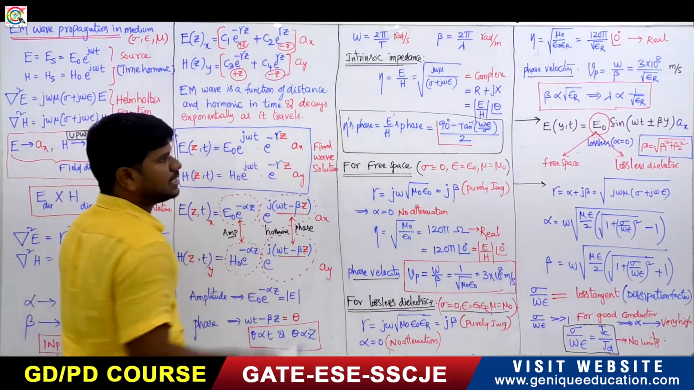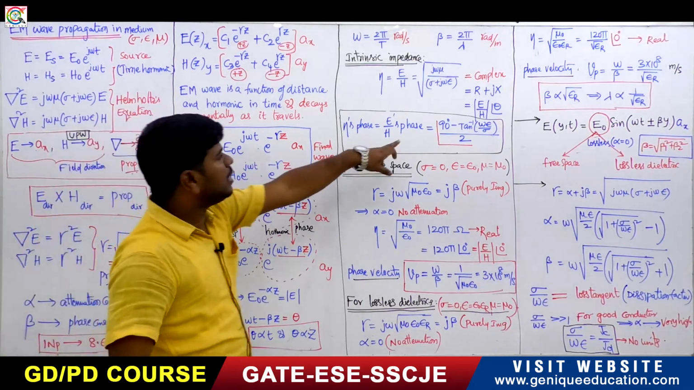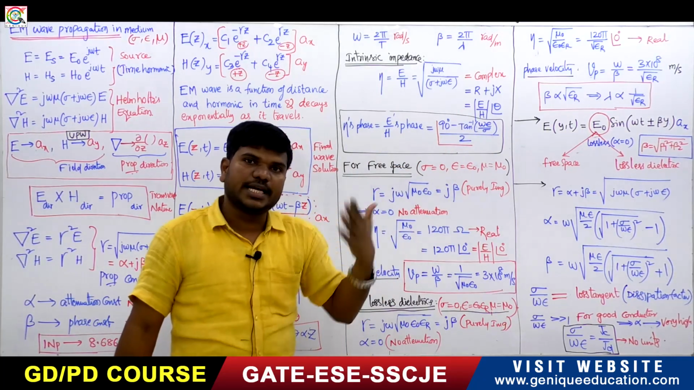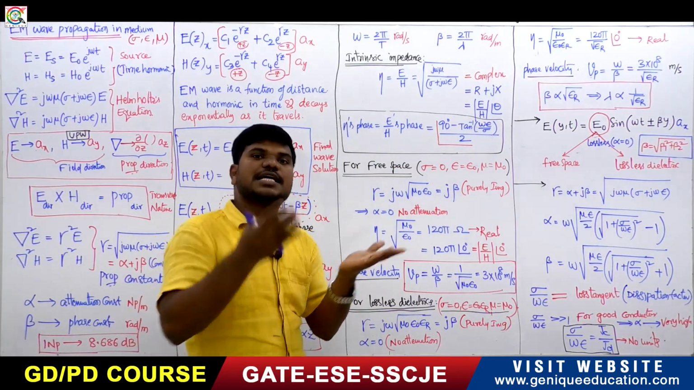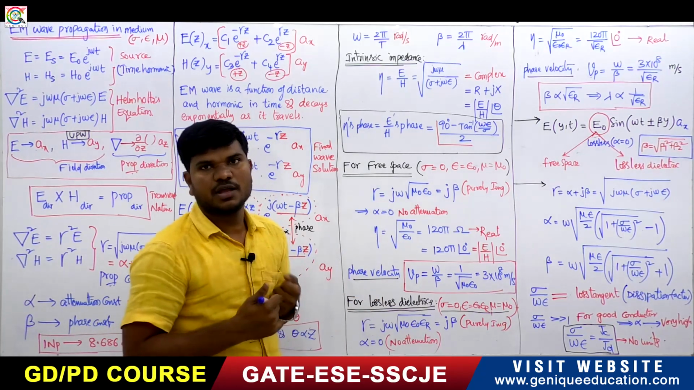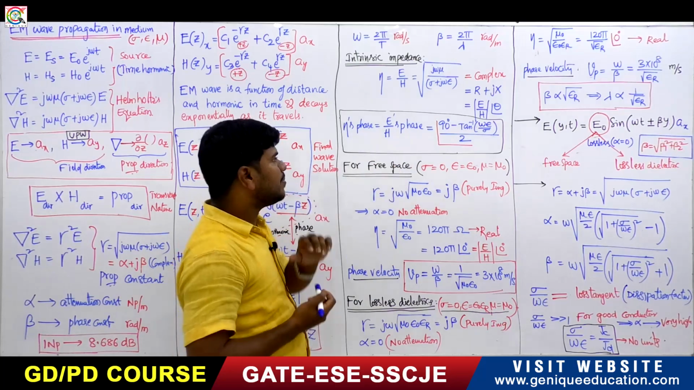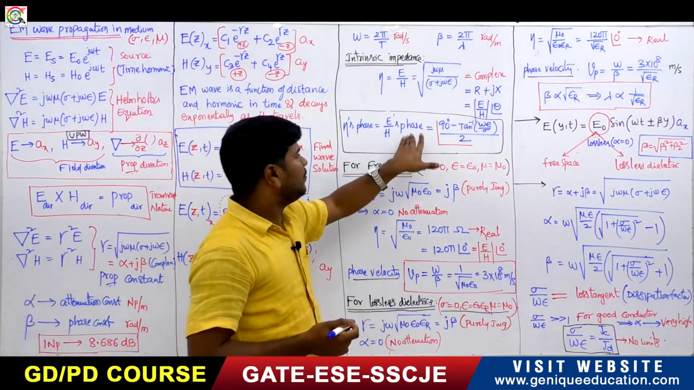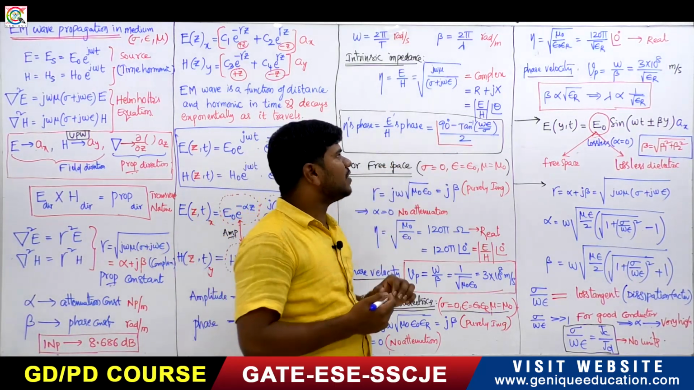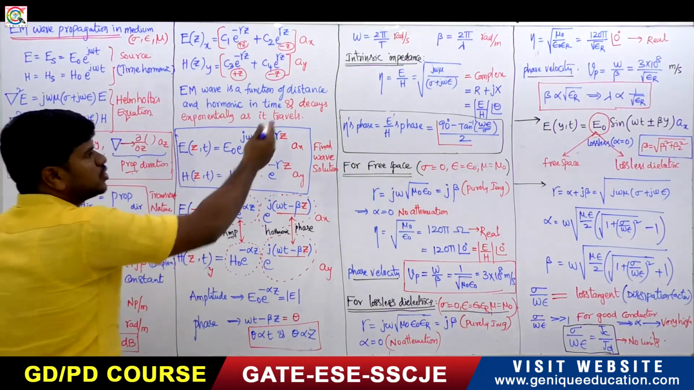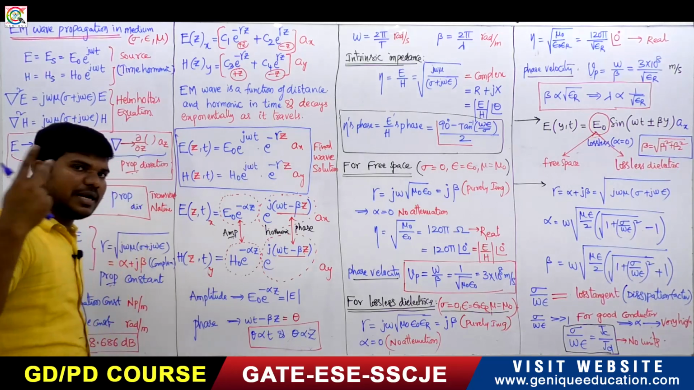Right? So this is the intrinsic impedance. And this is a very, very important relation. You have to remember this. What is the eta phase? Eta phase is nothing but the phase angle between the E and H. Right? So this is the point you have to understand. So the phase angle is equal to 90 minus tan inverse omega epsilon divided by sigma, divided by 2. Right? So very, very important parameters we found.